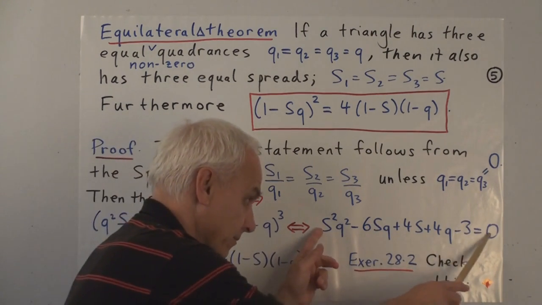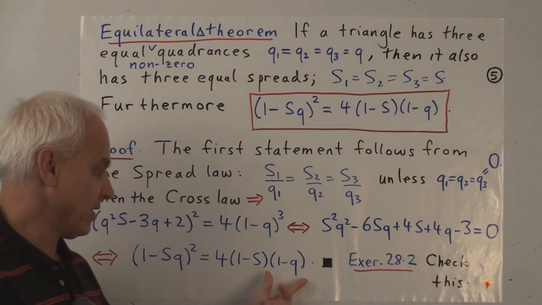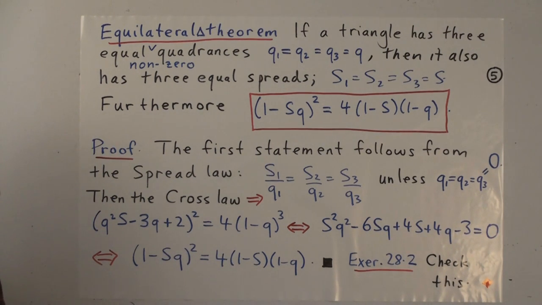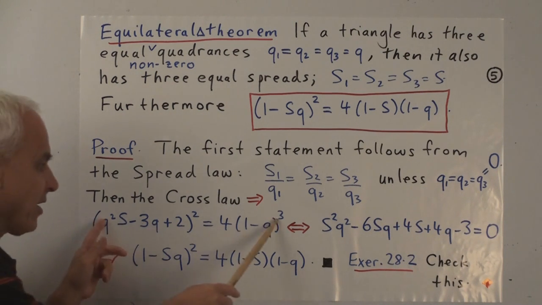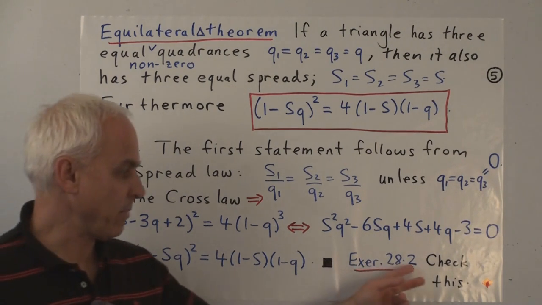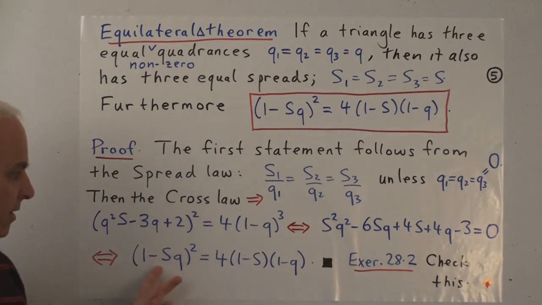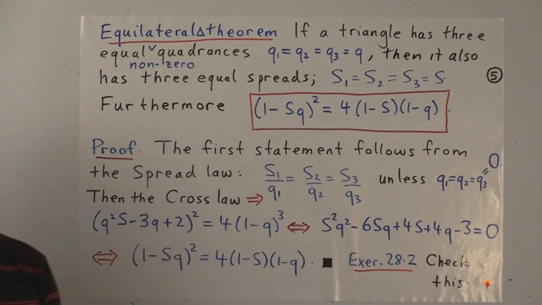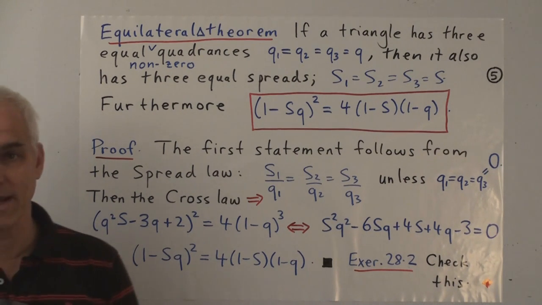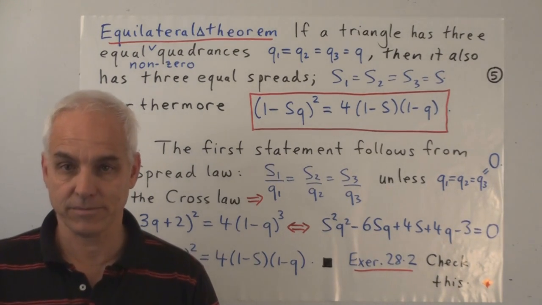And then this equals 0 can be rewritten in this way. 1 minus SQ squared equals 4 times 1 minus S times 1 minus Q. So the cross law implies this thing here. And exercise 28.2, you can check this. Just check that these things actually can be manipulated one to the other. Okay, a very good exercise for you to practice your algebraic skills. Remember, that's a very important skill to try to practice as much as you can.